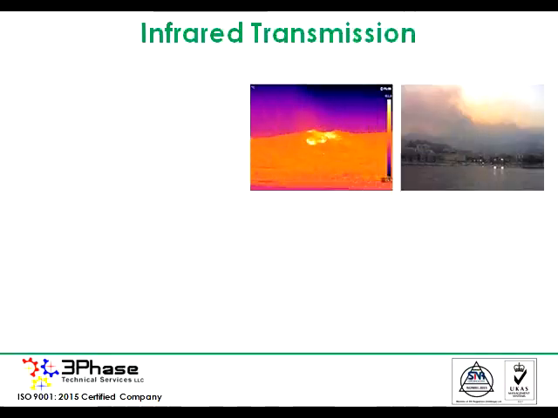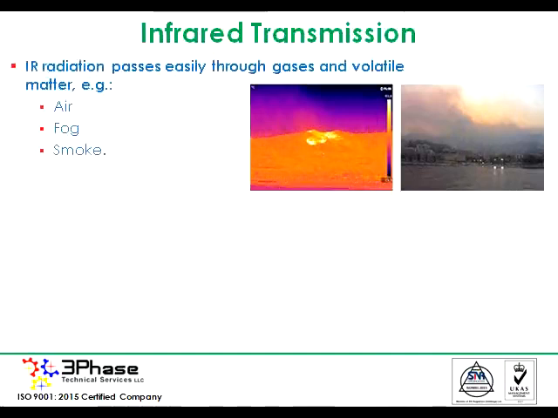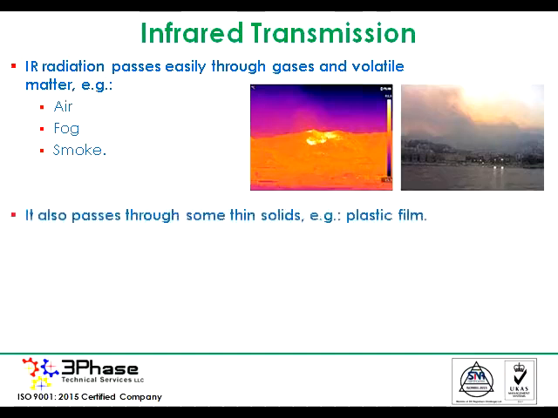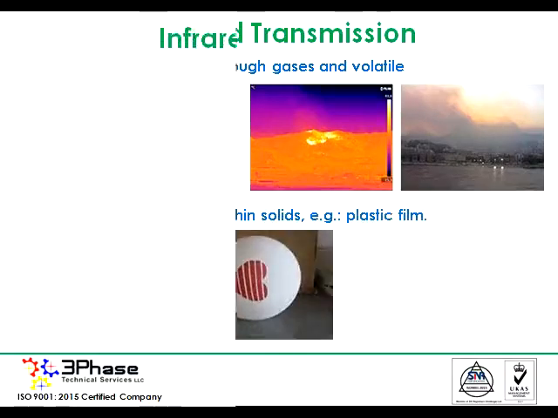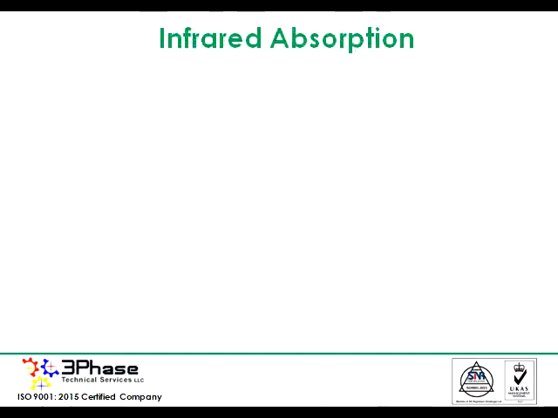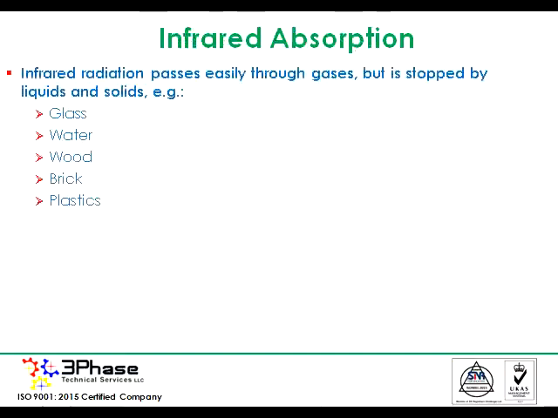Infrared transmission. Infrared radiation passes easily through gases and volatile matter, for example, air, fog, or smoke. It also passes through some thin solids like plastic film. Infrared absorption. Infrared radiation passes easily through gases, but it is stopped by liquids and solids, for example, glass, water, wood, brick, plastics, etc.